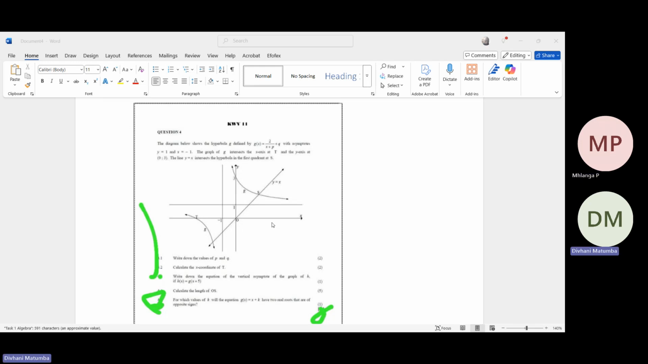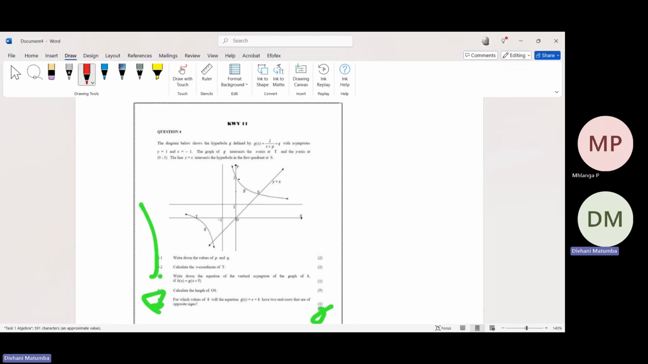Now, in order to calculate the value of p and q, the value of q is the y asymptote, which is 1. So the value of q equals 1. Then if we have the value of q, it means we'll be able to solve for the value of p.